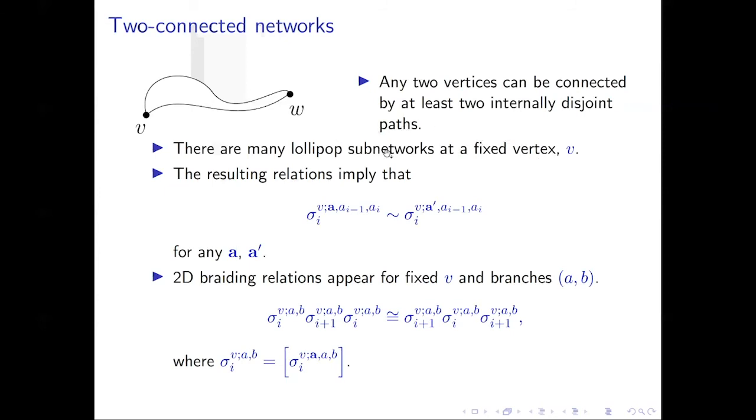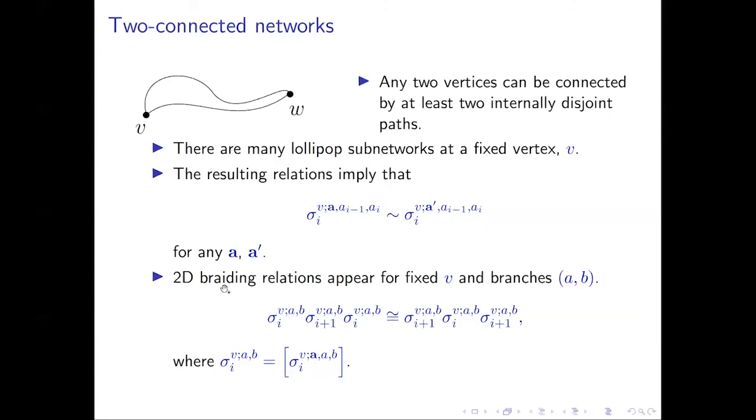And then if we write down all relations that I wrote on the previous slide, they actually imply that all simple braids with different distributions of onions are identified with each other. So for any A, A prime, it's enough to fix I, fix the two branches where they exchange, and fix the vertex. And then we don't care about the distribution of the other onions.